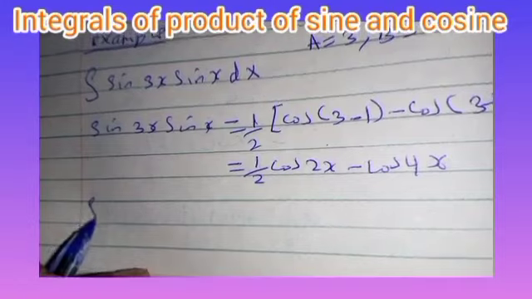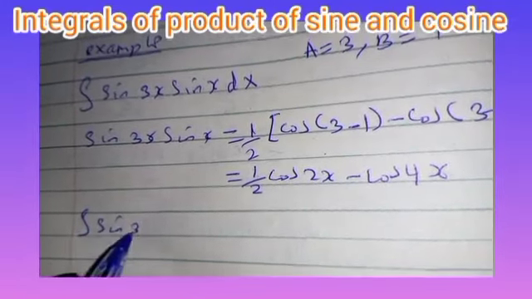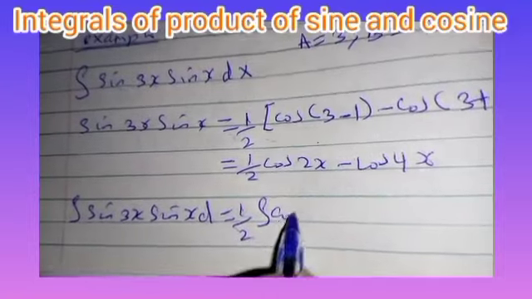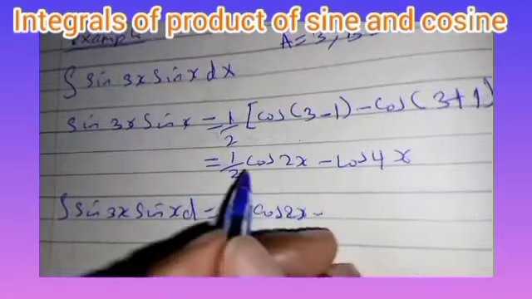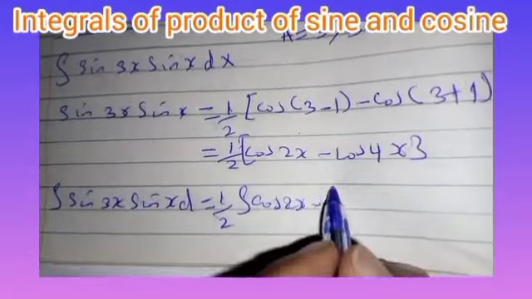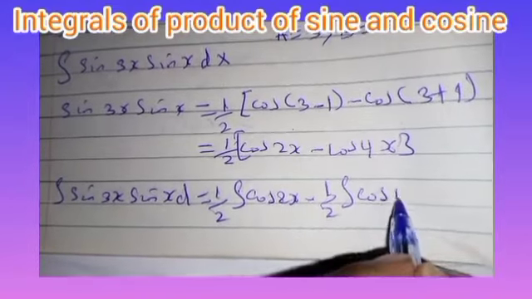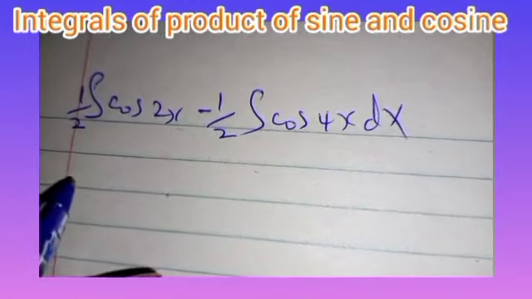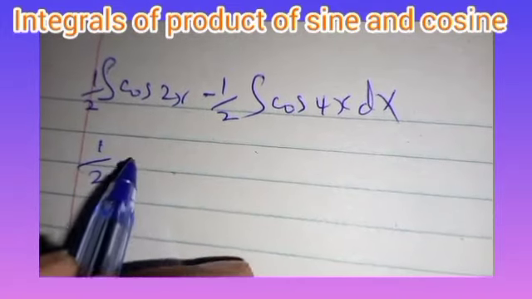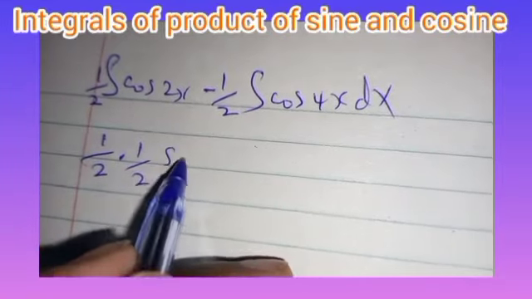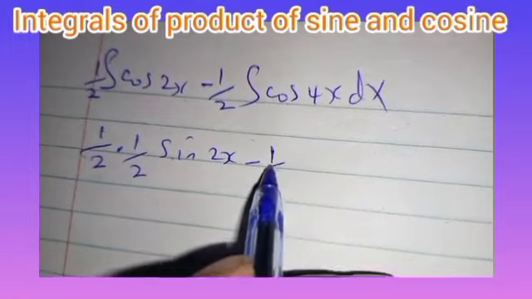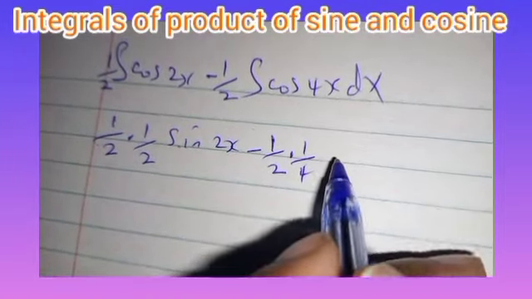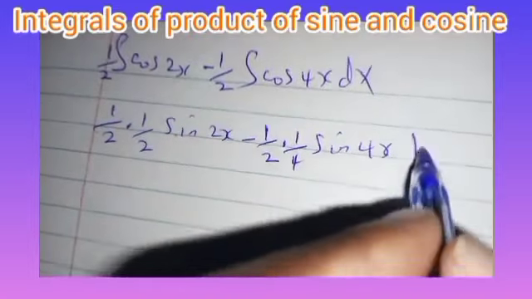So integral of sine of 3x sine of x dx is the same as half integral of cos of 2x minus, this half here is everywhere, minus a half integral cos of 4x dx. So here we will have half multiplied by 1 over 2 after integrating this, sine of 2x minus half multiplied by 1 over 4 sine of 4x plus constant c.